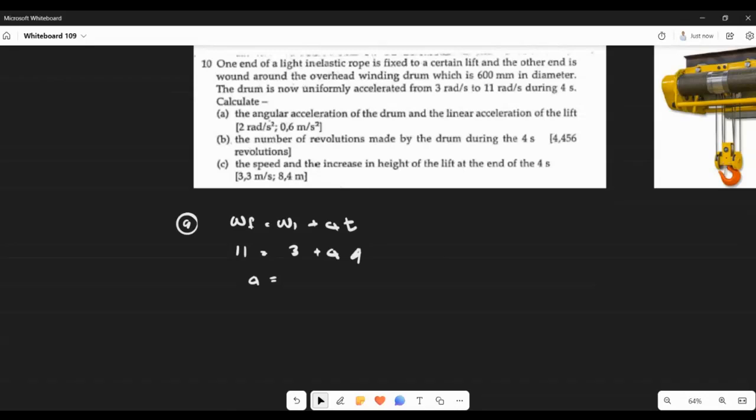So for alpha, it's 2 radians per second squared. That's done and dusted. Okay, and so the next question is, how would we find the linear acceleration of the lift? Right, so we have to look at our formulas, which will tell you the linear counterpart to the angular one. So what is it? Just tell me the formula first.